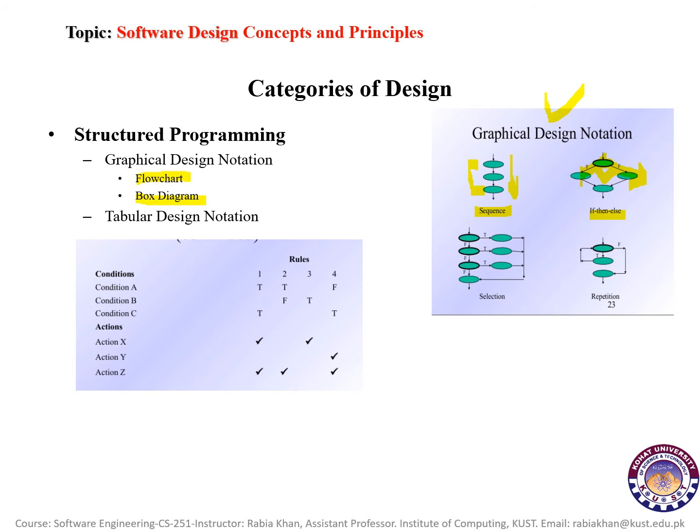So here you can see the repetition is shown here. In one case, in do-while case, statements are executed first and condition is checked at the end. While in while do sort of repetition, condition is checked first and then statements are executed later on.